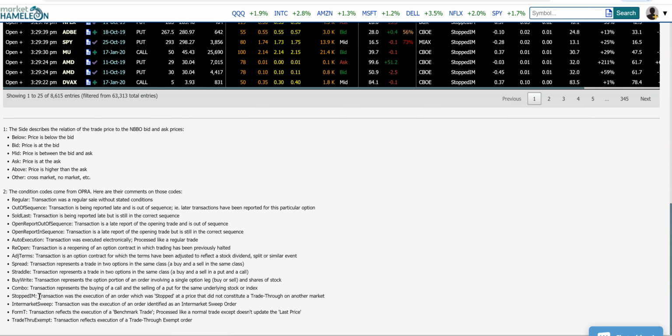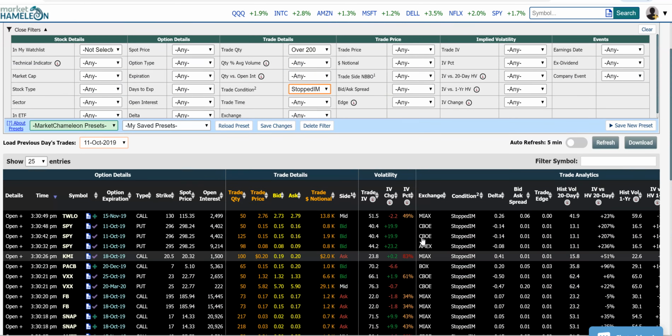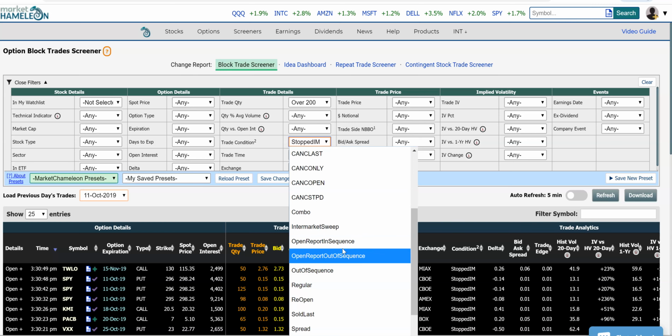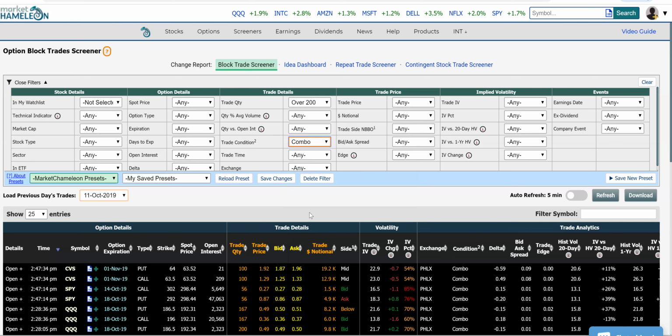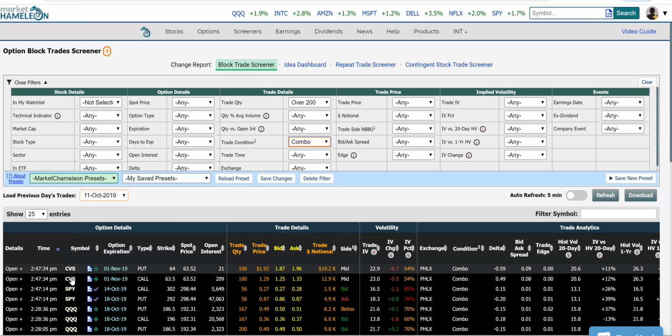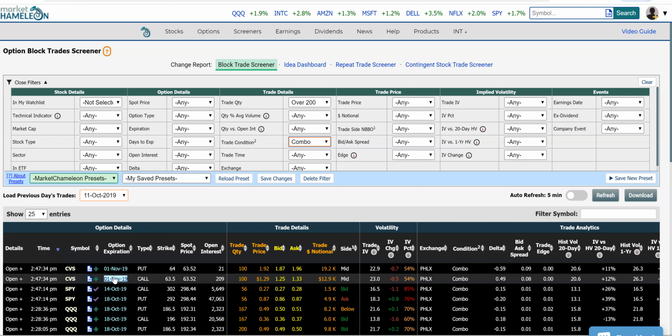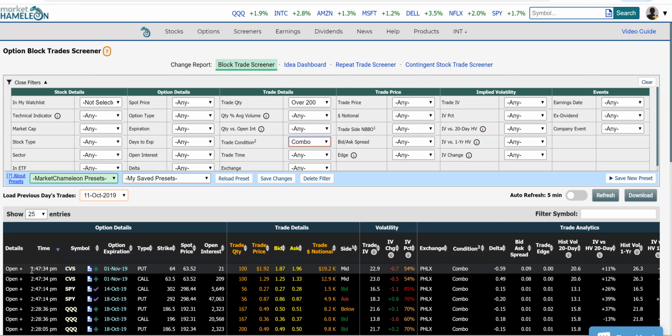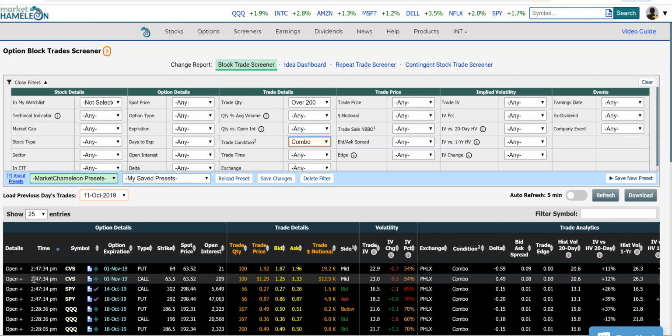And let's just go down here and see: transaction was the execution of an order which was stopped at a price that did not constitute a trade through another market. Now let's just go down the line. A combo is similar to a spread. There's more than one leg to the trade. So we could see here CVS. It doesn't necessarily have to be a buy and sell within the same series. So look at this one in CVS at 247.34.